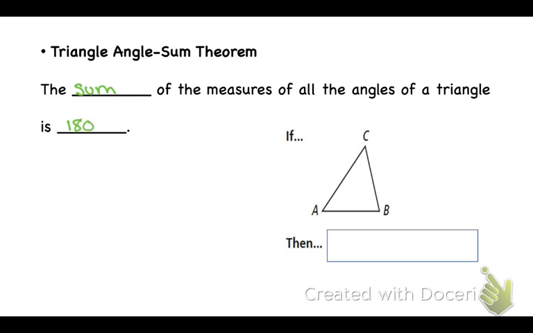180 degrees. Okay, so the picture next to it says if you have a triangle, then the measure of angle A plus the measure of angle B plus the measure of angle C equals 180 degrees. So you've known that, you've used that. We're just going to throw some parallel lines in there to help us find some angles.